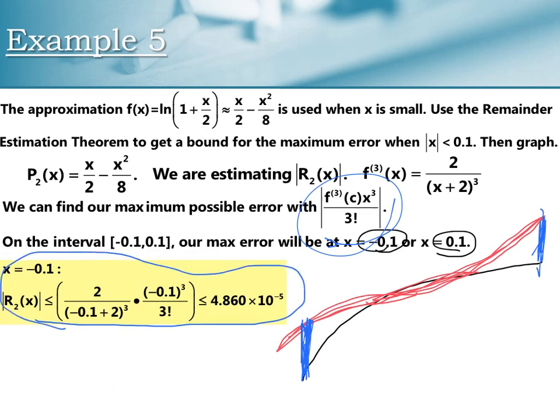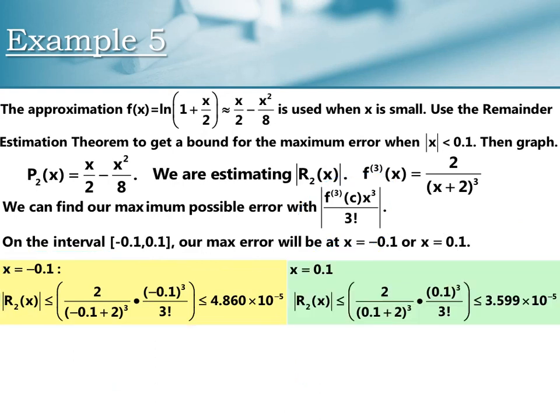I'm testing at negative 0.1. And I could see that's 4.86 times 10 to the negative fifth. Now let's try at x equals positive 0.1. And at x equals positive 0.1, this is a slightly smaller number, 3.599 times 10 to the negative fifth. Now I'm trying to come up with an upper bound for the amount of error on my interval. I'm looking for the biggest number that I could come up with. So the larger number is 4.86 times 10 to the negative fifth.